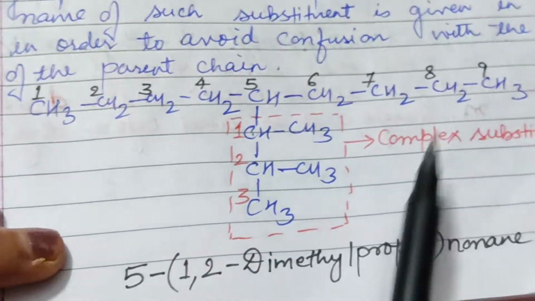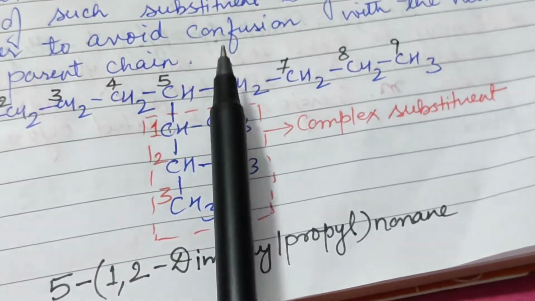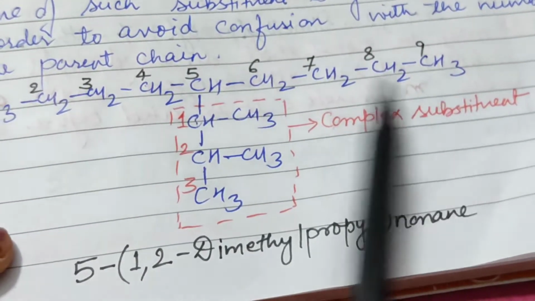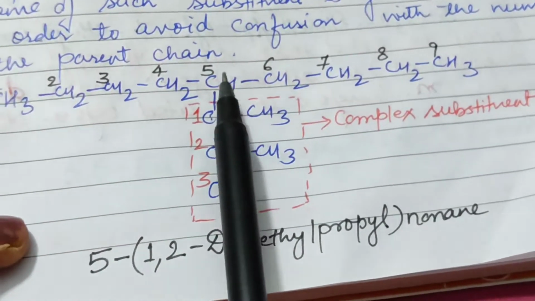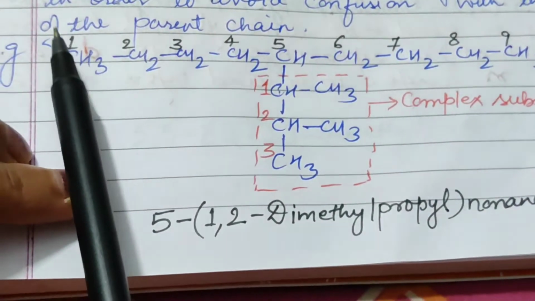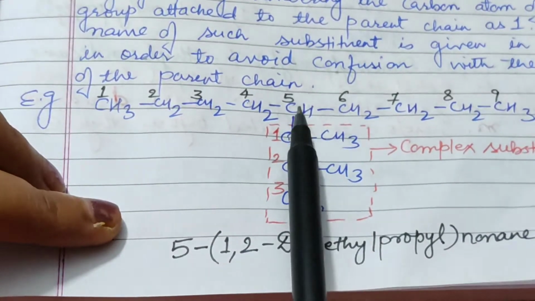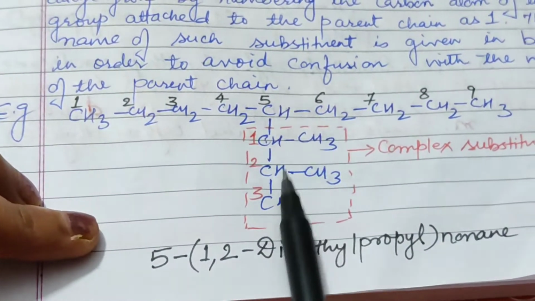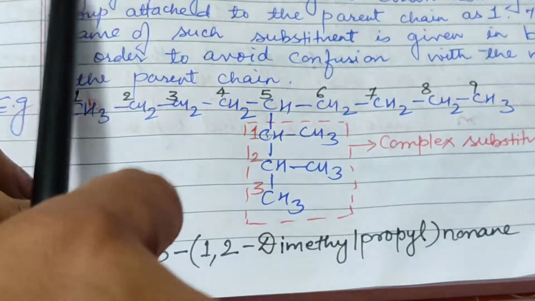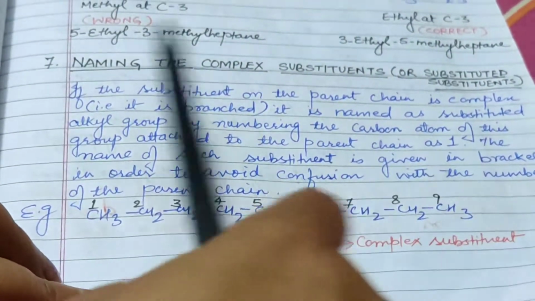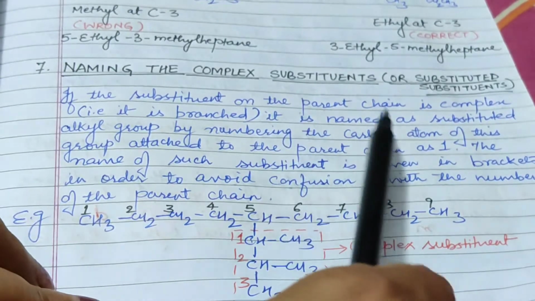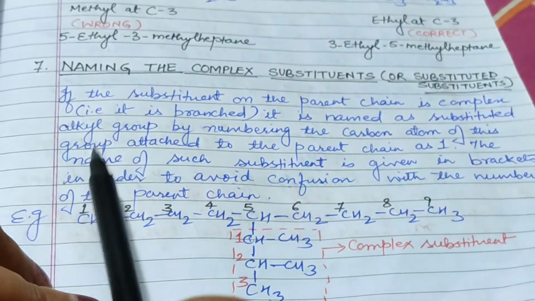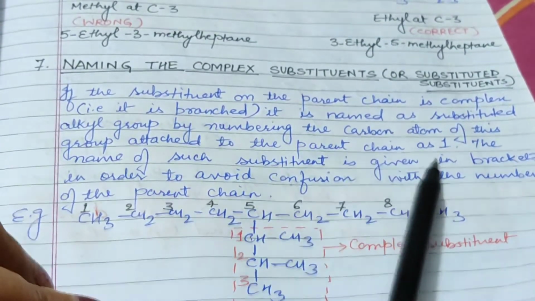In this case, how will you do the naming? Children, you have to keep 2 things in your mind. First, the position of the complex substituent. Here it is positioned at carbon 5, since from this side and this side also it will acquire 5th position. So always remember, if the substituent on the parent chain is complex, that is, branched, it is named as a substituent alkyl group by numbering the carbon atom of this group attached to the parent chain as 1.